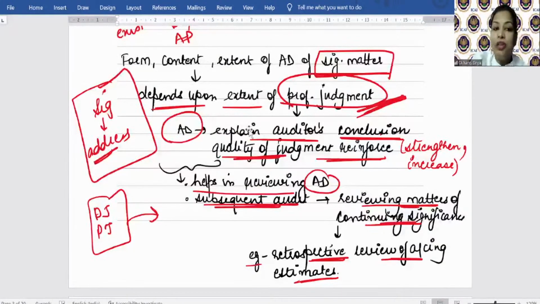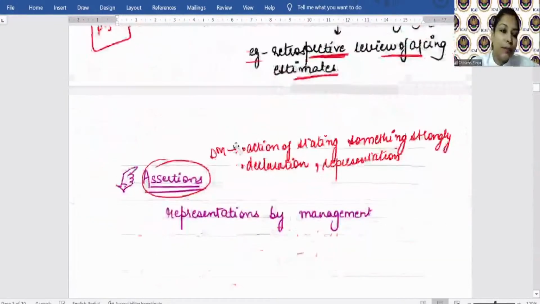Further, it helps in reviewing and helps in subsequent audit with respect to reviewing the matters of continuing significance, which are important next year also. Is it clear, students? So, apart from this, I have given you homework with respect to topics of relevance, reliability, types of audit evidence, which I have discussed quite in detail. I just haven't taken you through the module, so I hope that is clear. Right? This was a doubt which I have taken up.